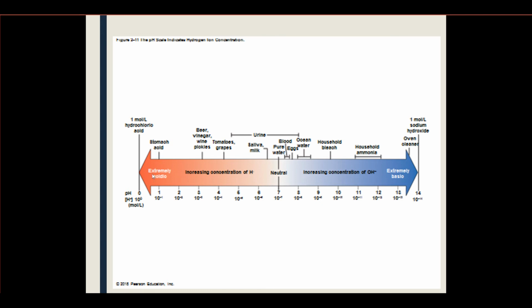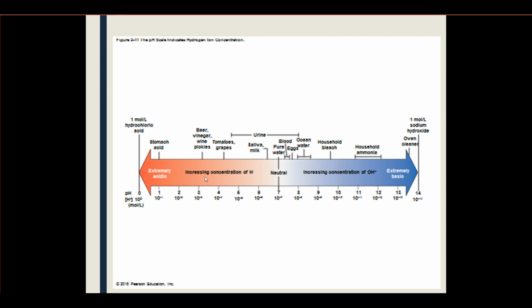And this would be a strong acid. Over here is a weak acid. They drew this as a lighter red or pink, and then here it gets darker, showing you that it's stronger. Some examples of things that would be a weak acid: saliva, milk. As we go towards a pH of 4, tomatoes, grapes, then 3, beer, vinegar, wine, pickles, that type of thing.